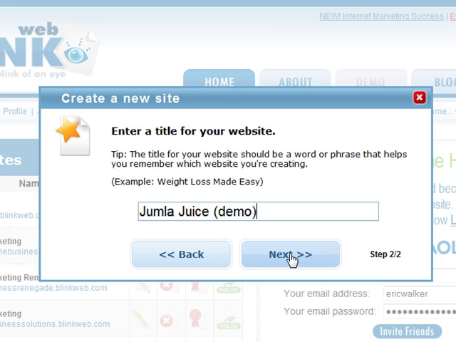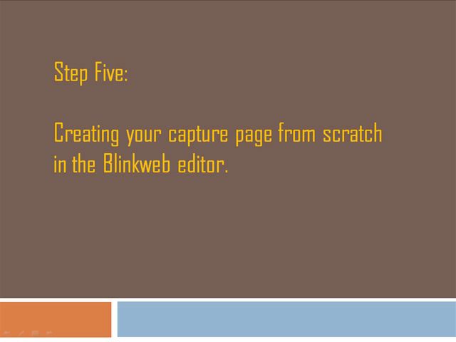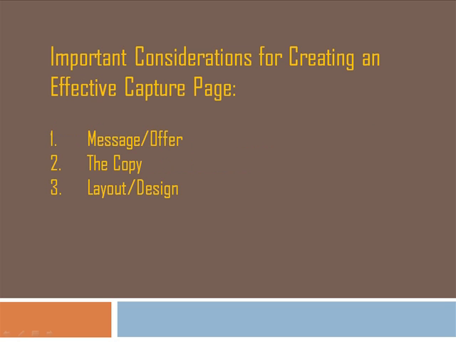Now I chose Joomla Juice because Mike Dillard gives us a great example of a capture page in Building on a Budget. So basically I am just going to copy exactly what he has in the book, page 16, to show you step by step how to create your capture page on BlinkWeb. Go ahead and click Next when you've come up with a title so that you can remember what this is all about. And now we will be able to start creating our capture page from scratch in the BlinkWeb editor.